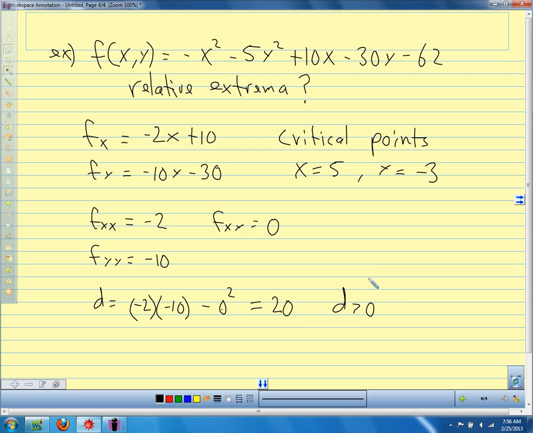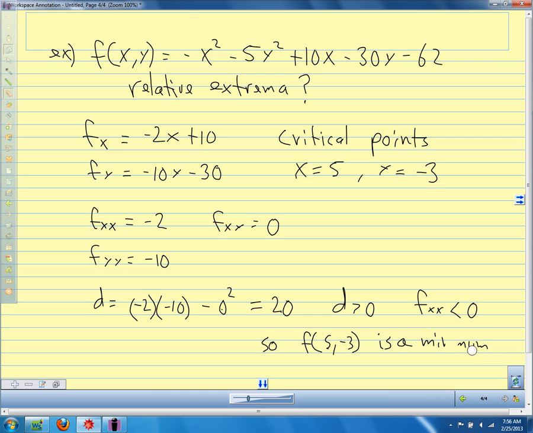So D is still greater than 0. D is greater than 0, and f sub xx is less than 0. So we look at our list of the conditions, and we say that f of 5, negative 3 is a relative minimum? Maximum, yes, I'm sorry. So our function is going to have a maximum at that point.